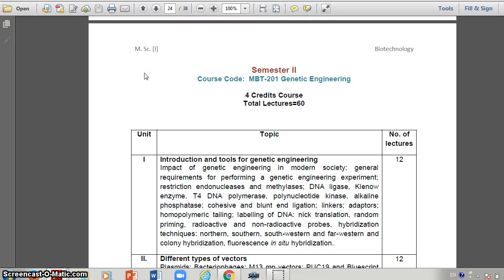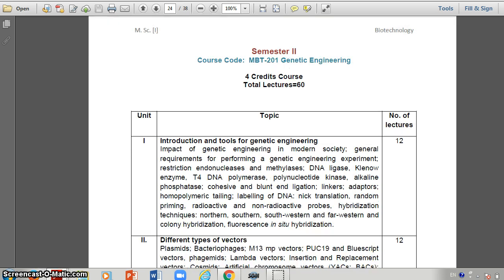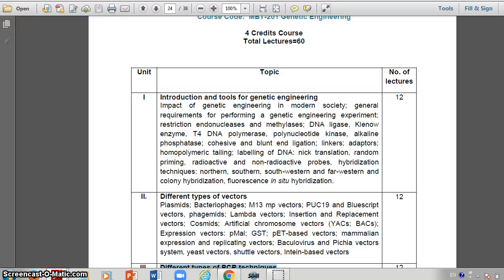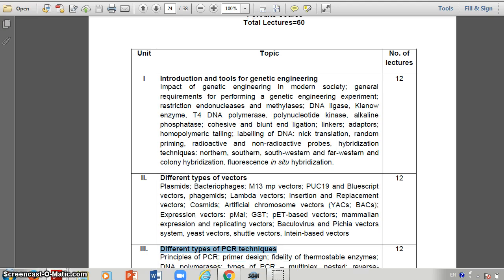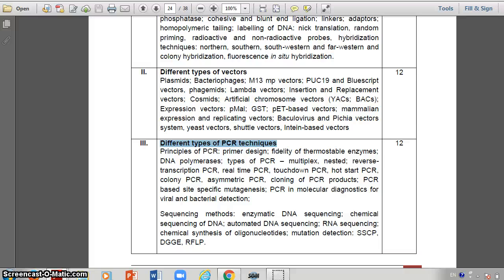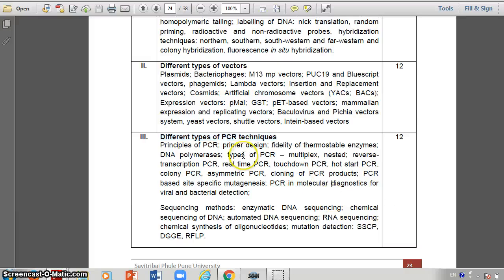Good afternoon, students. In today's lecture, we are going to start the MBT 201 Genetic Engineering subject. This subject has 4 credits. I will teach you module number 3 and 4. The rest of the modules are shared by Rajashri ma'am. The 3rd module is different types of PCR techniques, so from today's lecture we are going to start this 3rd module.